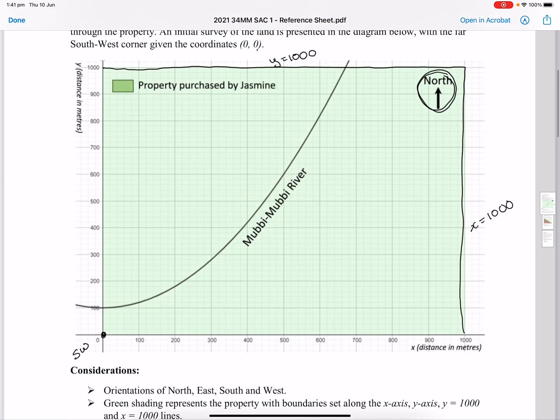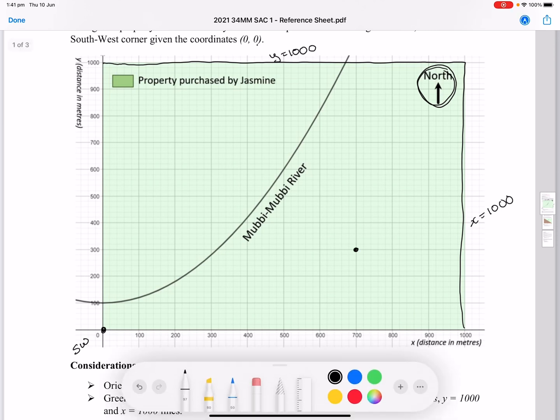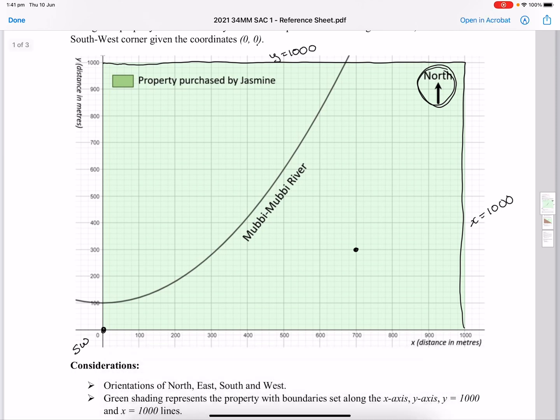Now, obviously, you're going to be asked to find a location where Jasmine's going to build her flower dome. So she might build it there, for example. And you're going to be asked certain questions around that location, and its orientation to the river, its orientation within the property, and distances involved.